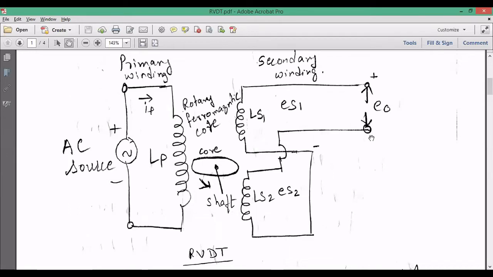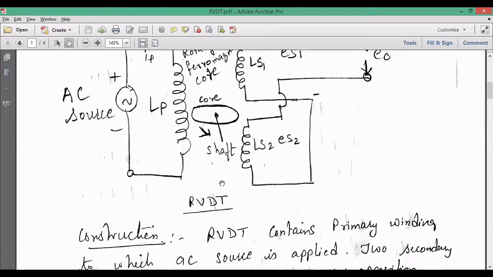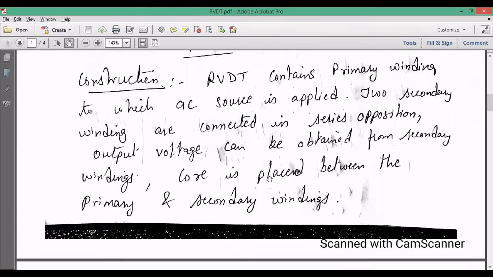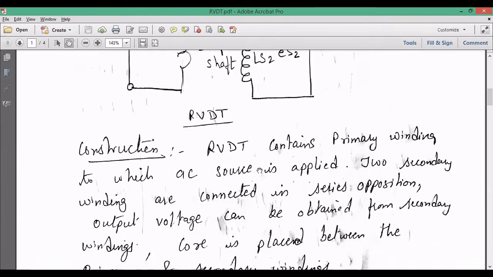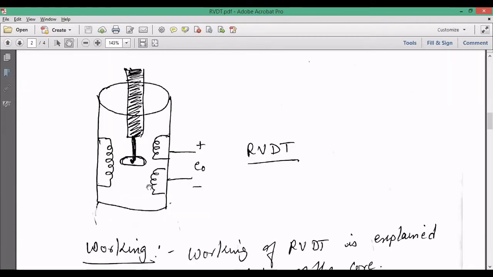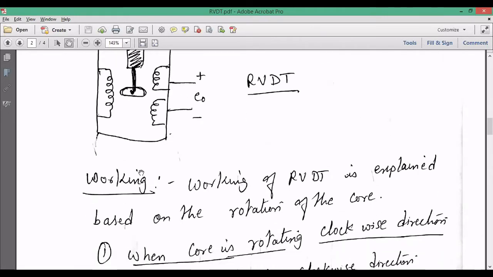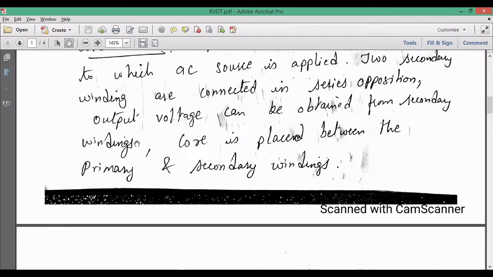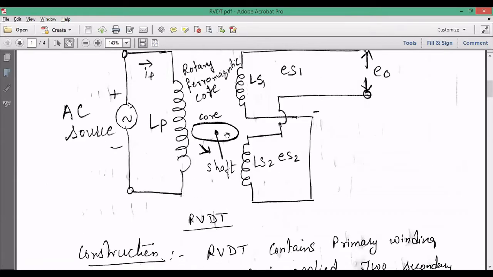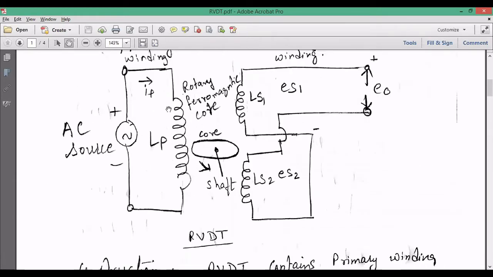Now the core is circular. The construction is this; these are the construction steps that I have explained. It looks like this actually. When you rotate this core, clockwise or anti-clockwise, any way you can rotate, this rotation will change the flux generated by the primary. It will disrupt it.